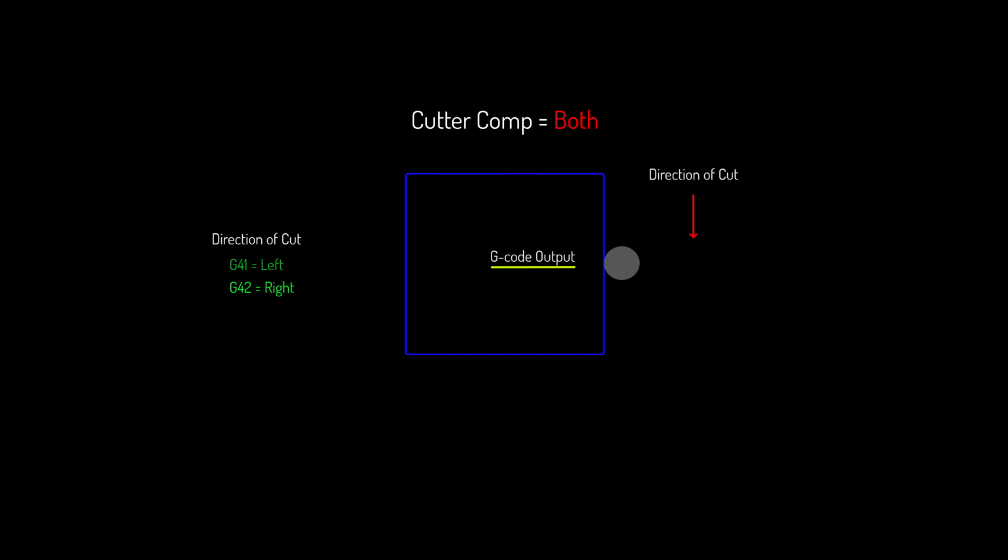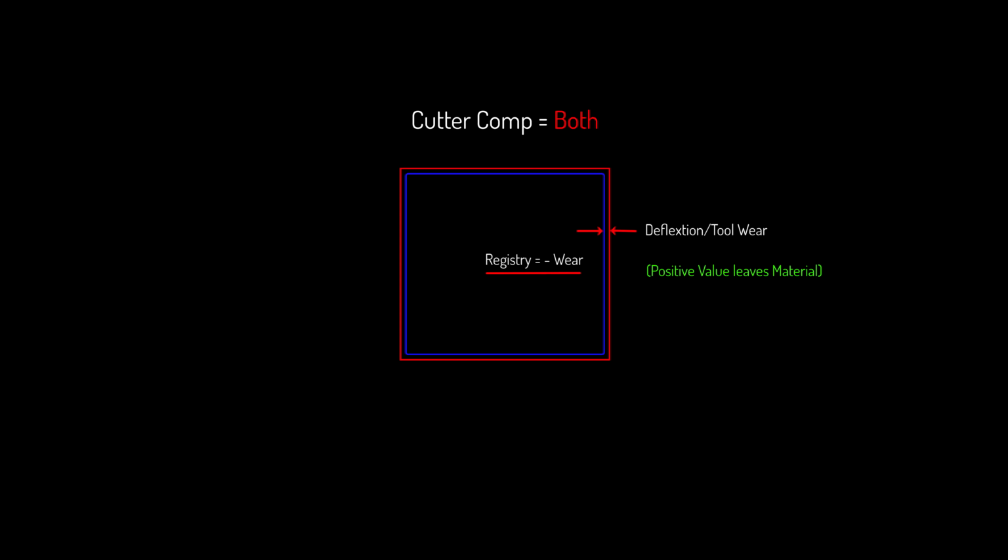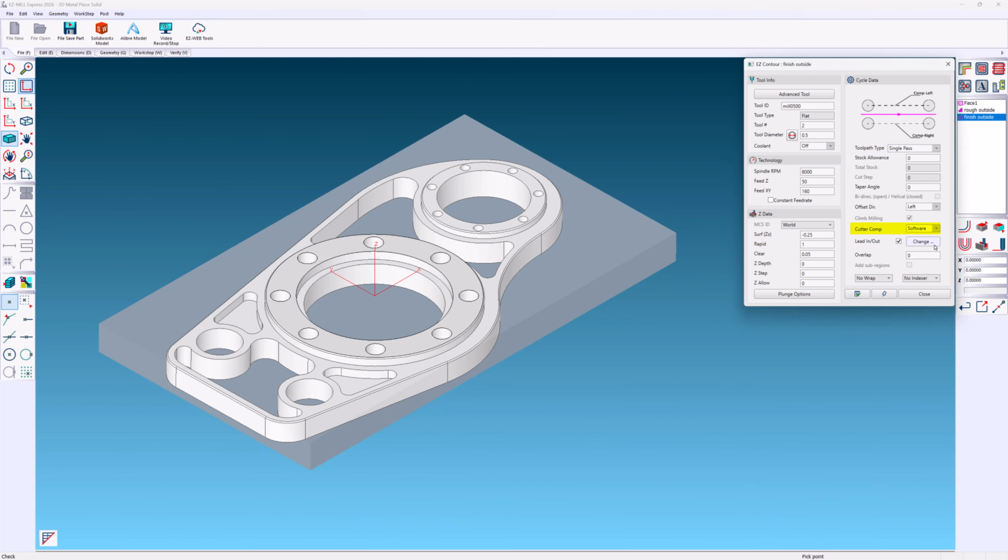Cutter comp both. The G-code that is output already compensates for the tool radius. So if the tool is already offset, the diameter in the machine's tool register will be 0. Maybe you will define a value in your machine's table to support a regrind cutter, tool deflection, or simply the amount of cutter wear. With a choice of software, there is no cutter comp.